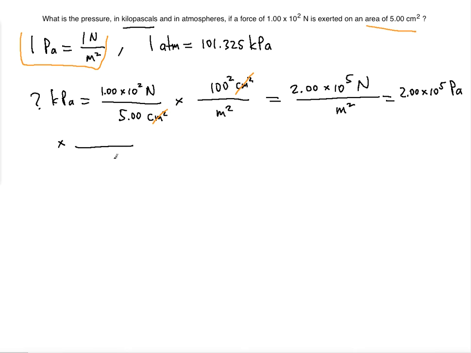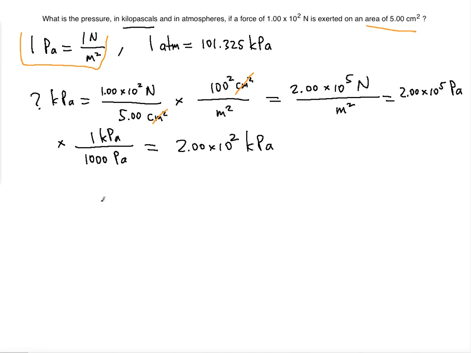We know that there are 1,000 pascals in 1 kilopascal. Right, so we divide this by 1,000, and basically dividing it by 1,000 means that we reduce this 5 by 3. We go backwards: 5, 4, 3, 2. Right, so as a result we have 2.00 times 10 to the 2 kilopascals. Right, because dividing it by 1,000 means the number 5 is reduced. You subtract 3 from the 5.